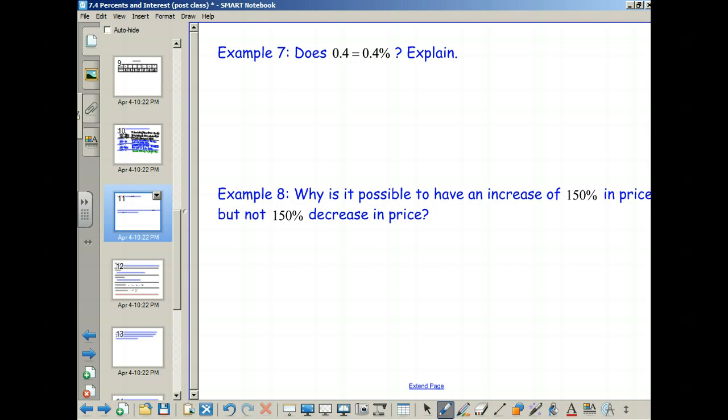Let's see what else we've got. Does 0.4 equal 4.4%?